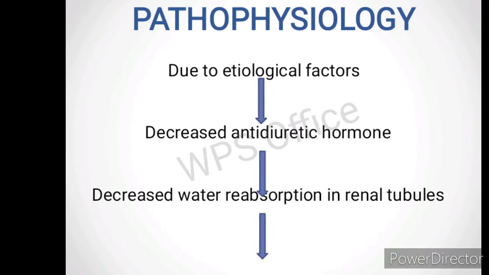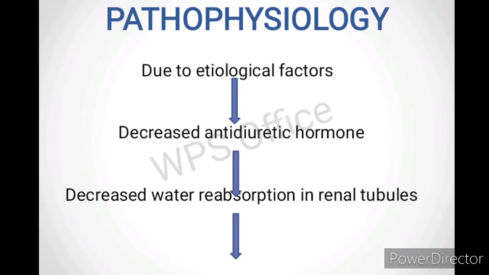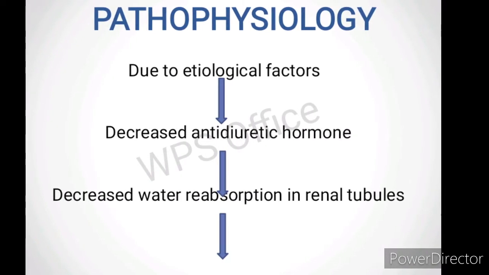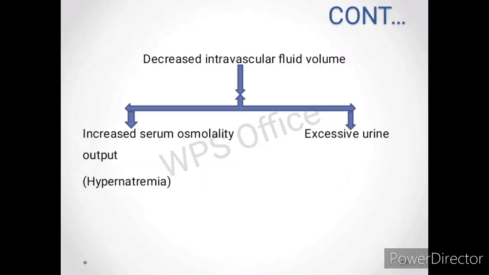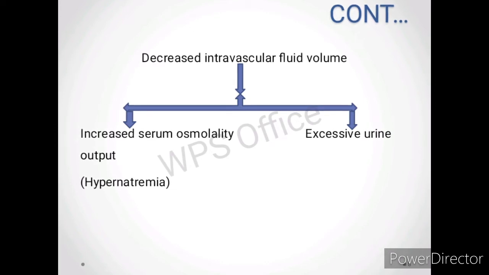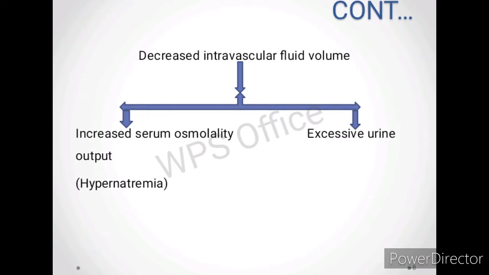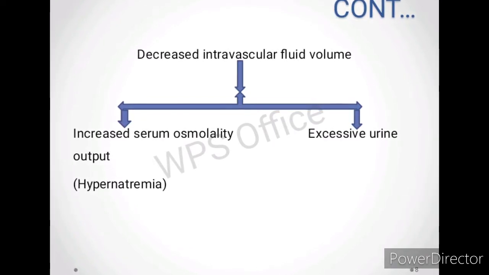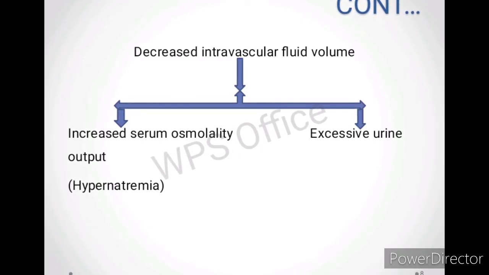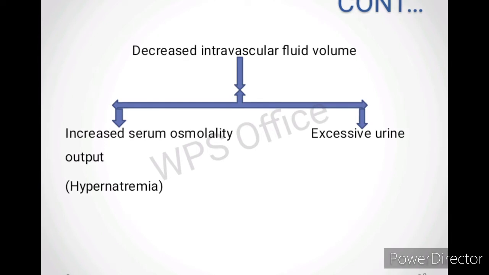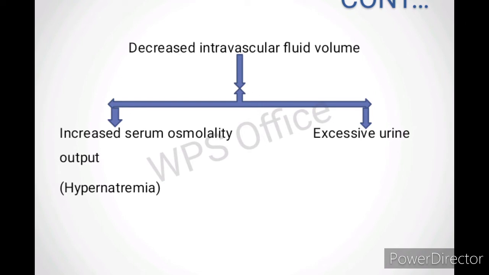In the pathophysiology, due to the etiological factors like head trauma, tumors, and all, there will be decreased antidiuretic hormone. When there is a decreased antidiuretic hormone, there will be decreased water reabsorption in the renal tubules. Then it will decrease the intravascular fluid volume, which may lead to increased serum osmolality. That means there will be hypernatremia, more sodium will be there. Then excessive urine output will also be there. If the body is not able to reabsorb the water, then the urine output will be more.